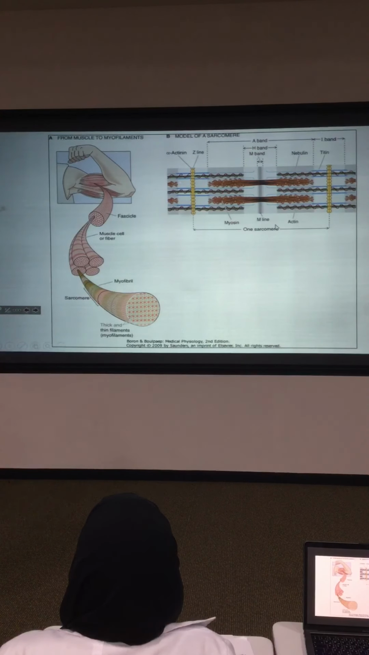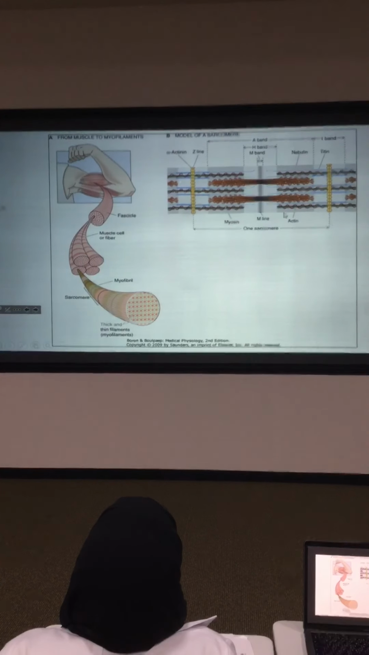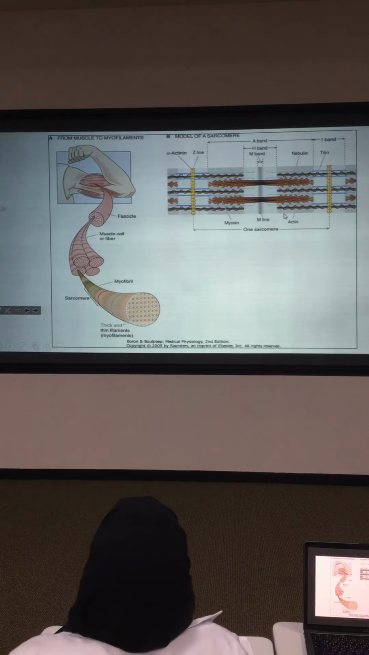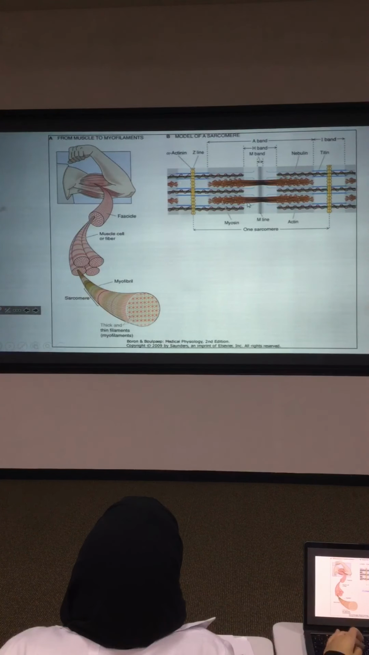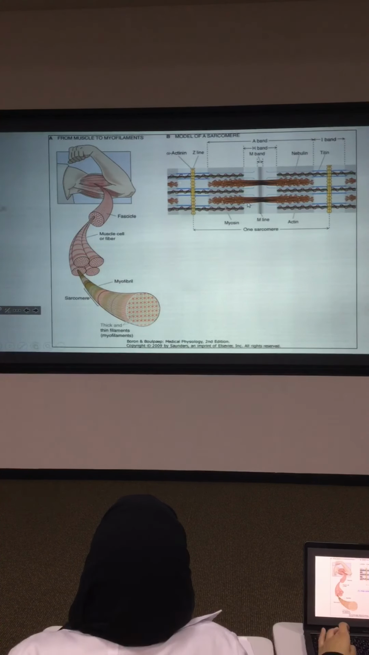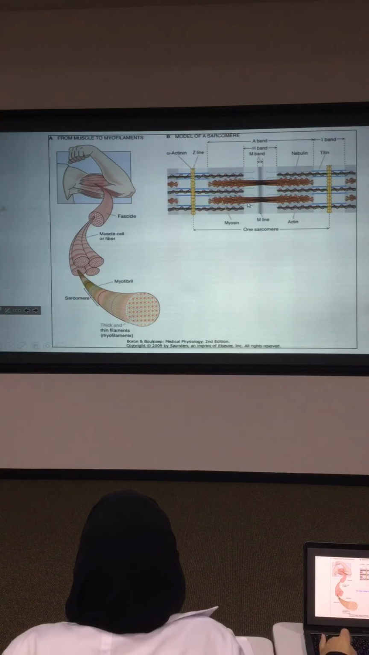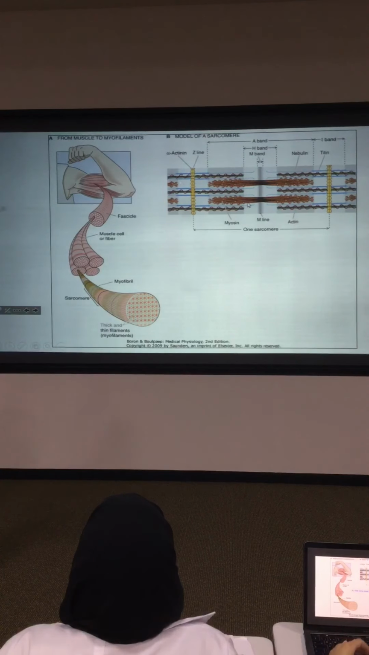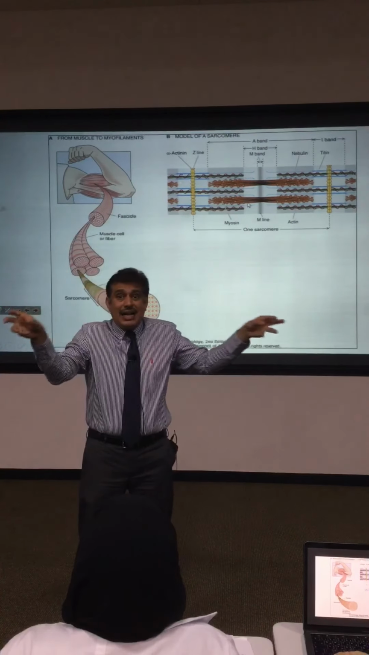Suppose the Z band moves closer. Now remember here, this Z line moves closer and this Z line moves closer. So what may happen to the I band? The I band may be obliterated or disappear. Agreed? Okay. If Z lines are extended further, what may happen to the I band? The size of the I band may increase. So that is what it indicates when the muscle undergoes contraction. So the length of the I band and A band can vary.